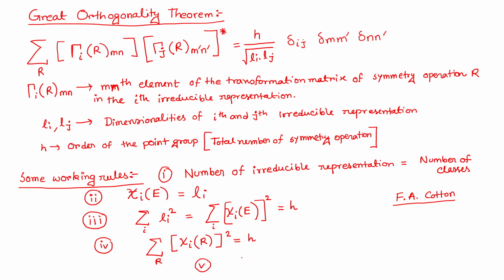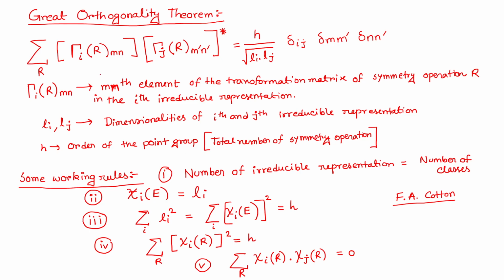And the orthogonality rule is that when you sum over the operations, if you take the character of the ith irreducible representation and multiply it with the character of the same operation from the jth irreducible representation, you are going to get 0. Why? Because now i is not equal to j, so delta ij is going to be 0. That is what this orthogonality rule is about. So this is easier to visualize.